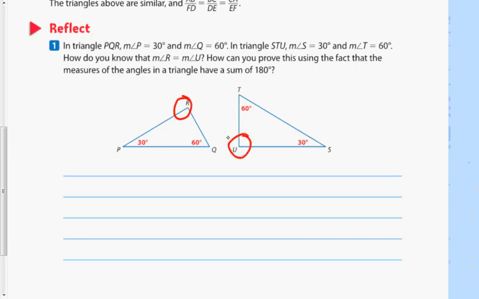How can you prove this using the fact that the measures of the angles in the triangle have a sum of 180 degrees? So what I'd like you to do is to find those angles and show that they are truly equal to each other. So I would like you to pause the video and try that on your own.